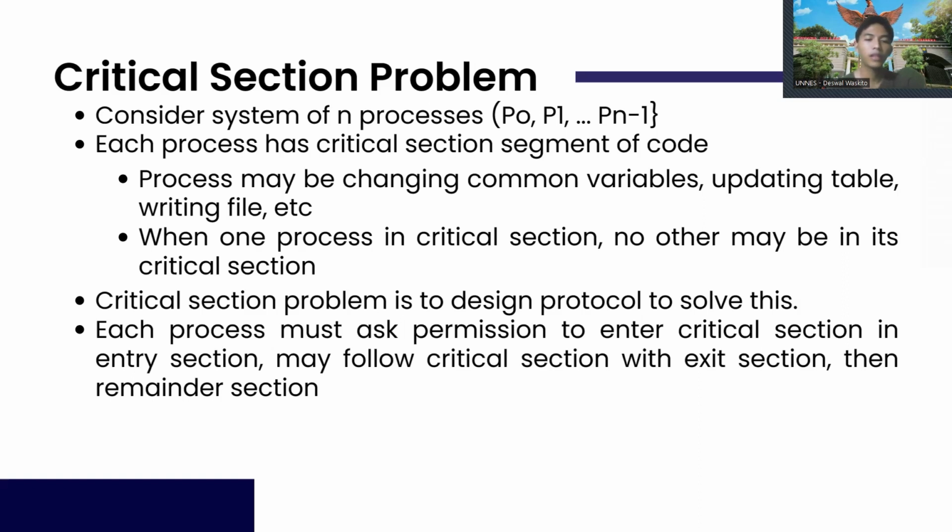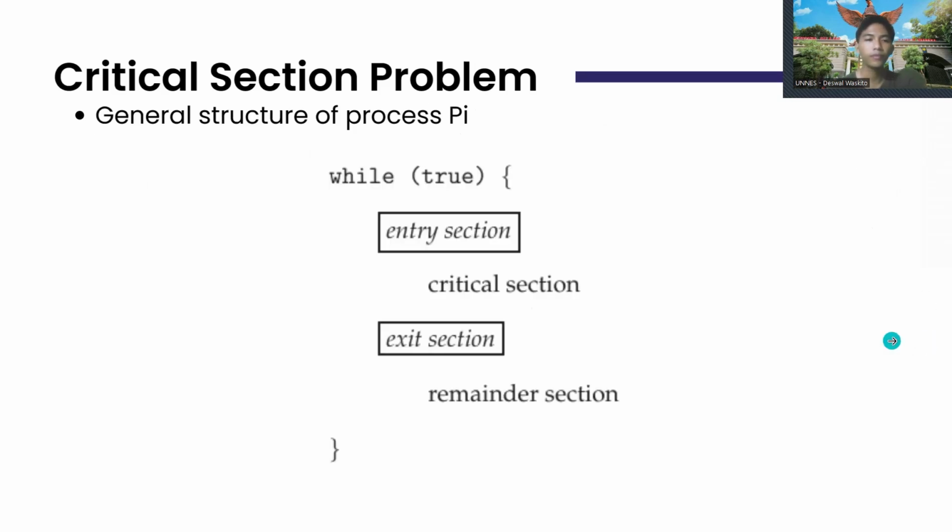Each process must ask permission to enter critical section in entry section, may follow critical section with exit section, then remainder section. As we can see on the screen, this is the general structure of process Pi.